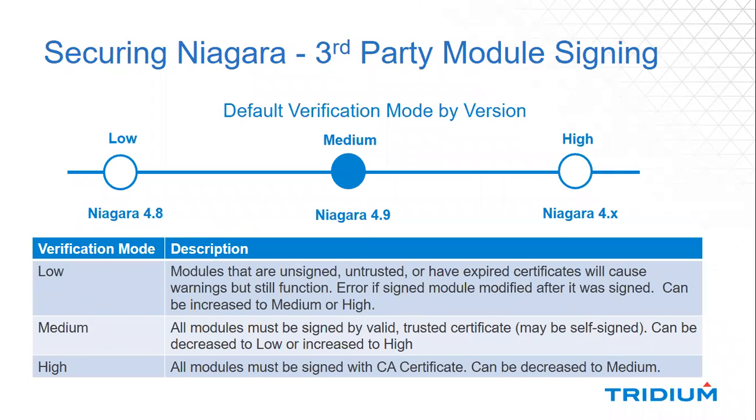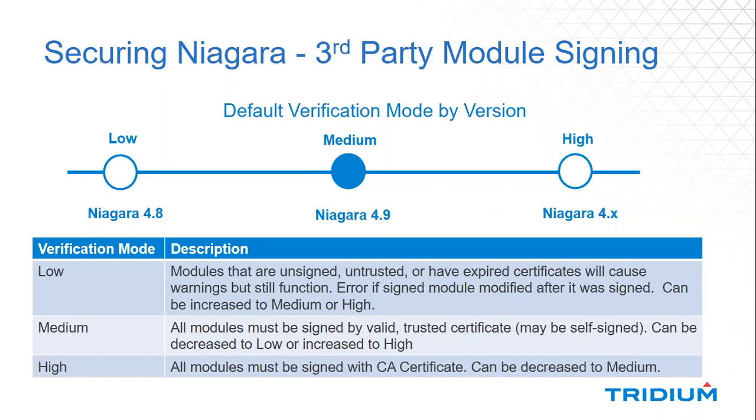Another security feature, in 4.8, we rolled out a new concept called third-party module signing. And third-party module signing is something that we will be rolling out over time. And we've taken it in 4.9 to the next step. So there are 3 different verification modes for third-party module signing. And what this is all about is essentially if you are using third-party jars, third-party functionality on your Niagara systems, we want to make sure that you are protected from bad actors, potentially changing that information, doing things that you don't know underneath the covers.